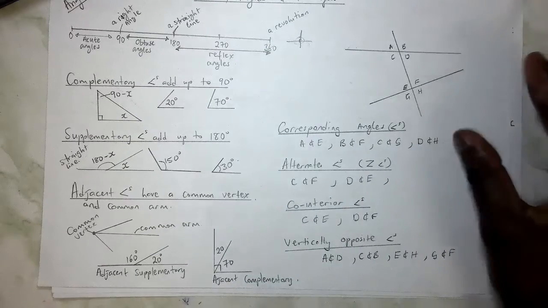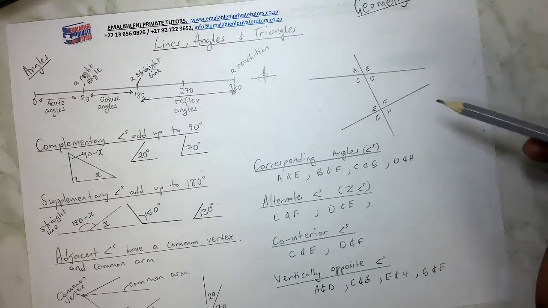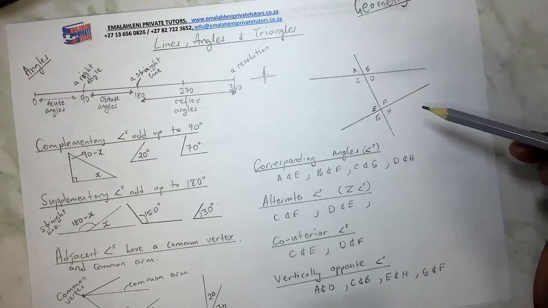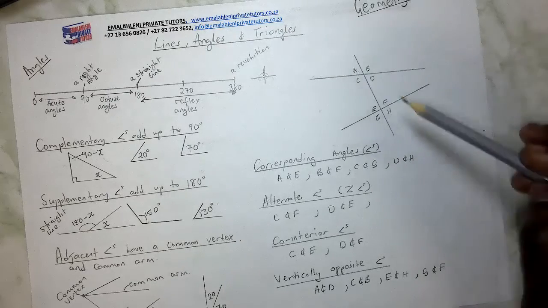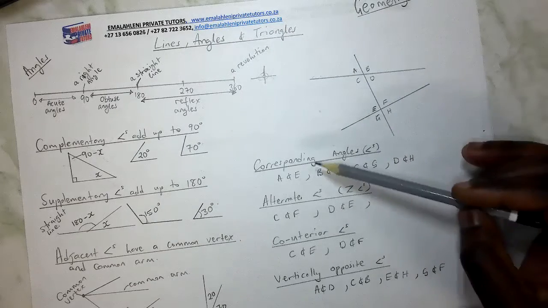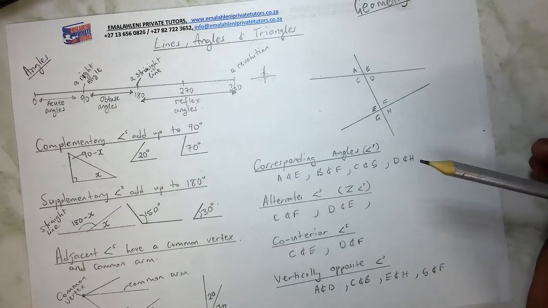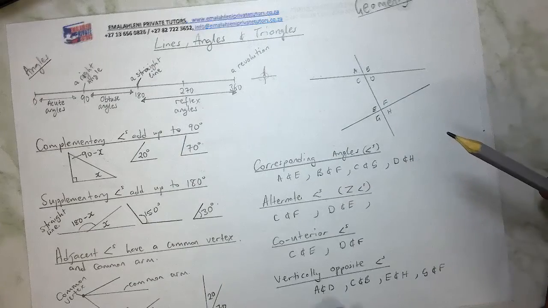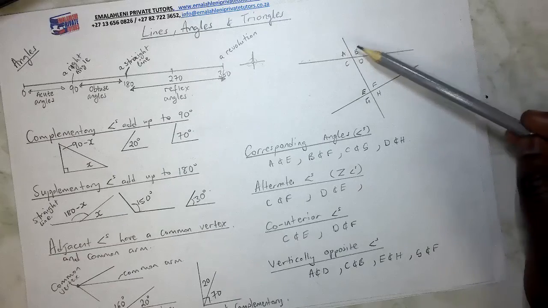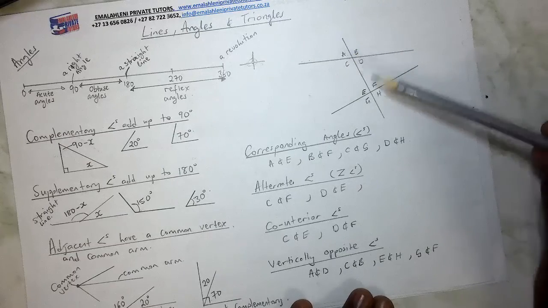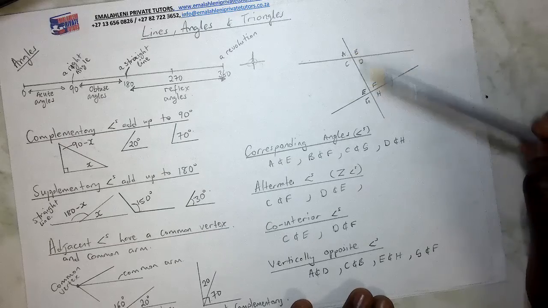Then we move on to lines. If two lines are crossed by a transversal line that cuts the two lines here, we're going to talk about corresponding angles, alternate angles, and co-interior angles. When we talk of corresponding angles, these are your A and E. That's how you see your corresponding angles.